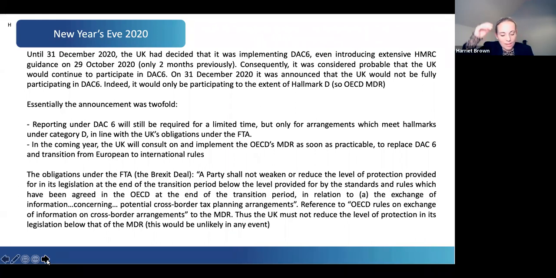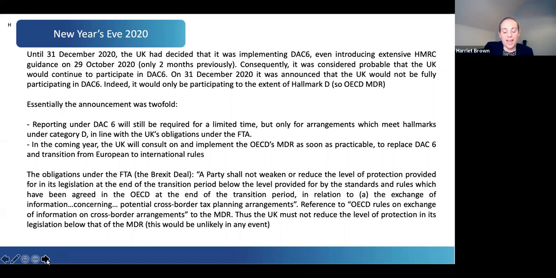And so essentially the announcement was twofold, and you've got that on the slide there. Reporting under DAC6 is required for a limited time, but only for your Hallmark D arrangements. So that's your opaque offshore structures and CRS avoidance arrangements. And the UK is going to give us some new rules to remove all the DAC6 stuff and just put the MDR stuff in. We do have some draft legislation, I think. I haven't looked at it in any detail yet. So that's where we are.